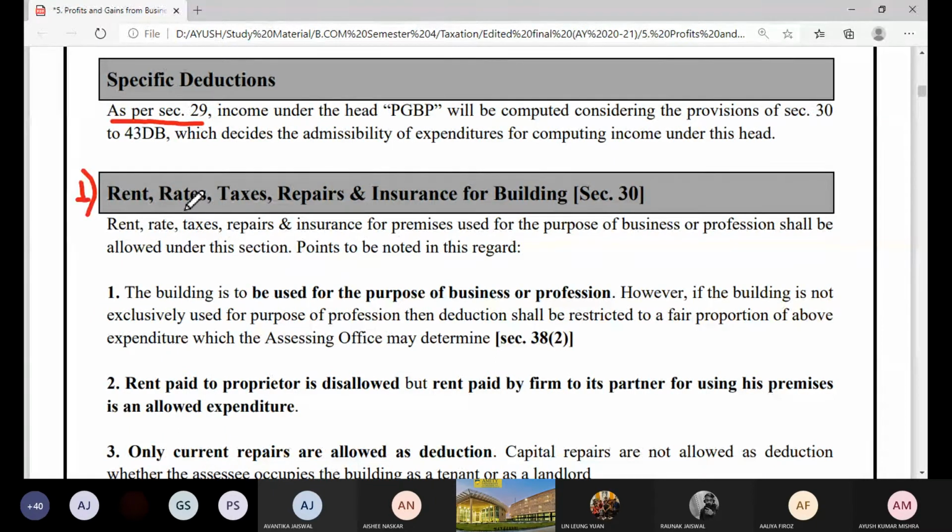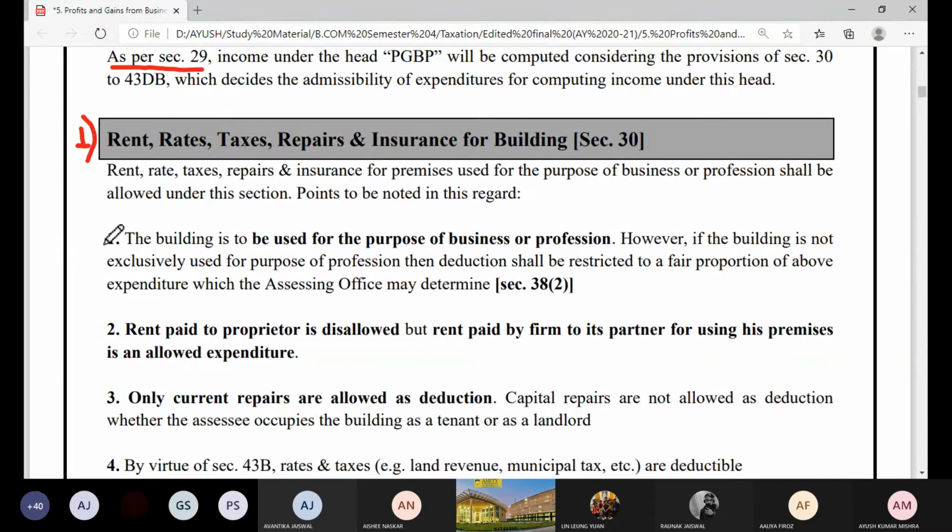So what has been said about these in section 30? If you see the Act itself, you will not understand what section 30 is saying. After thorough reading of this section, we found these points and I made a point out of it. Section 30 first of all says that the building is to be used for the purpose of business or profession.